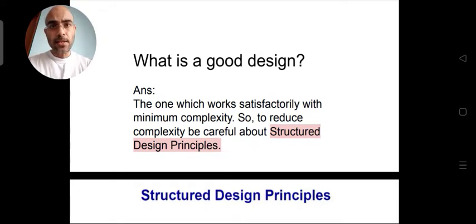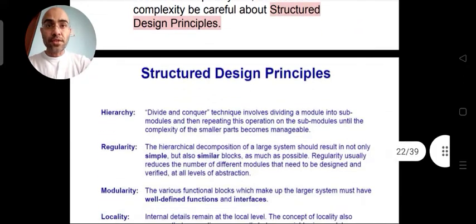Once these things are there, then you have to see about the other things, whether it is giving the performance parameters, or the quality metrics, whether it is satisfying those quality metrics or not. What are the quality metrics? We'll see them later. So two things we have to see, functionality and complexity. How do we reduce the complexity? That is what we'll consider here. To reduce the complexity, what we consider is called the structured design principles.